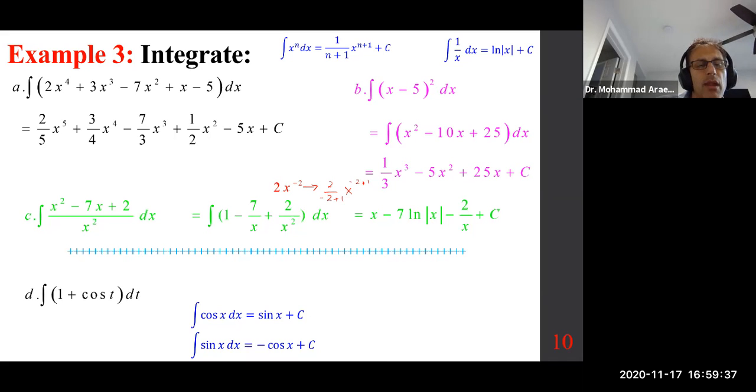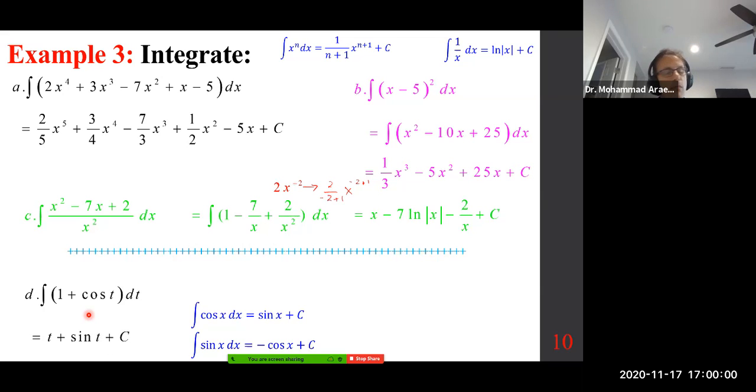All right. We are integrating this. It's extremely important to see you're dealing with dt. Therefore, 1 doesn't give you x, it gives you t. Cosine, the derivative of what is cosine? Sine. So t plus sine t and a constant. Okay.